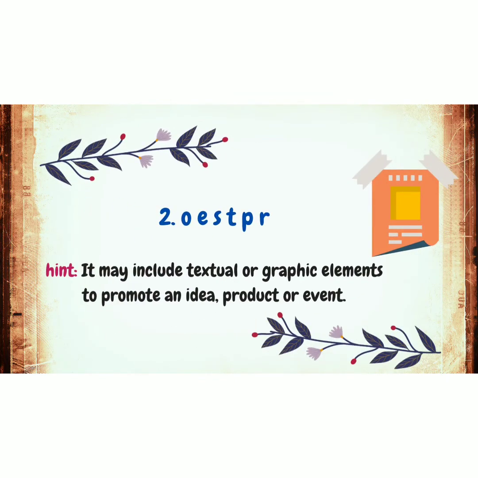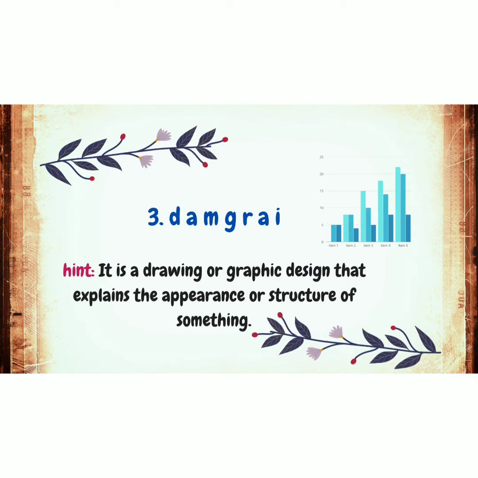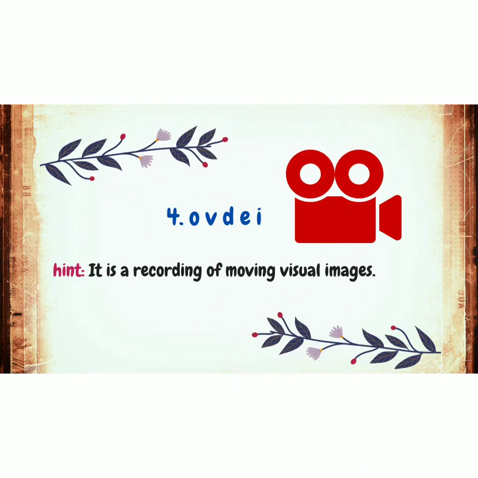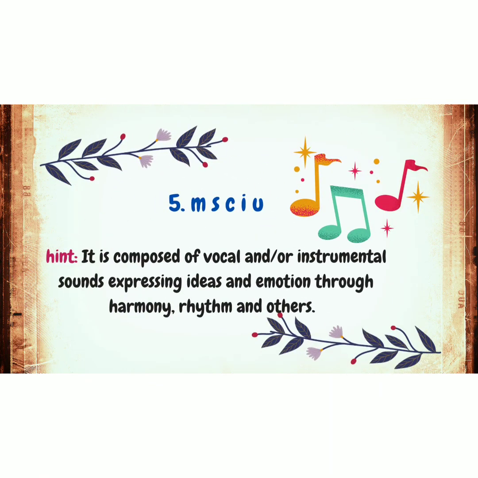Number 2. It may include textual or graphic elements to promote an idea, product, or event. Number 3. It is a drawing or graphic design that explains the appearance or structure of something. Number 4. It is a recording of moving visual images. And number 5. It is composed of vocal and/or instrumental sounds expressing ideas and emotion through harmony, rhythm, and others.